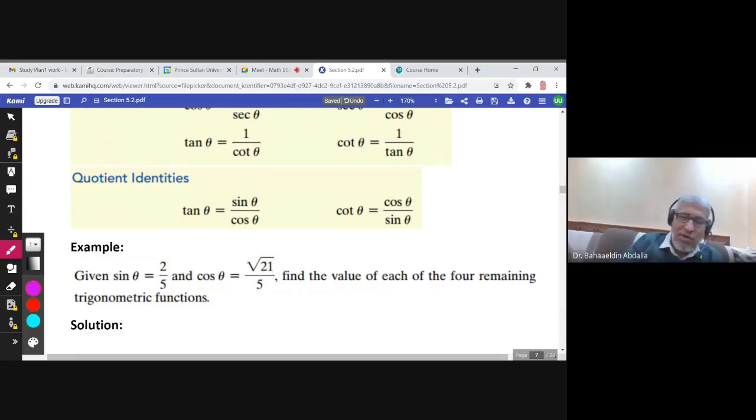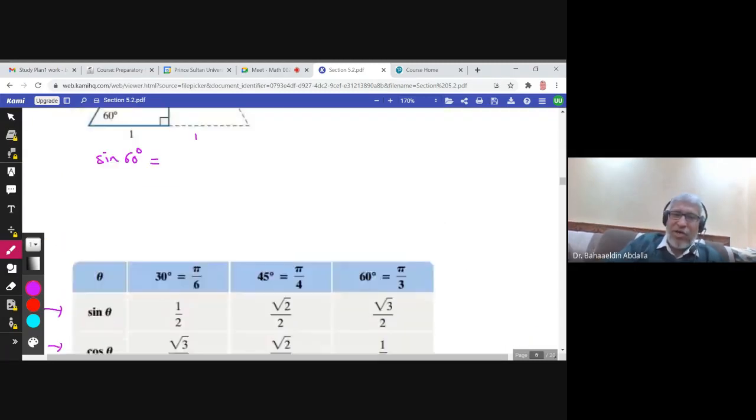You can also see this from the definition. Quotient means division, so you have a fraction like this. Tan theta is sine theta over cosine theta, and cotan is the reciprocal of tan, so it's cosine over sine. Why is tan sine over cosine? You can see this from the definition.